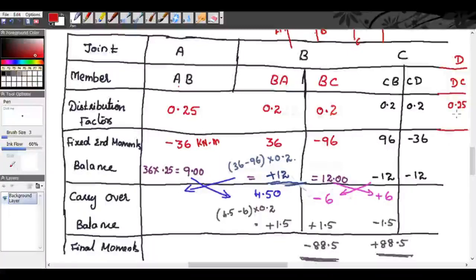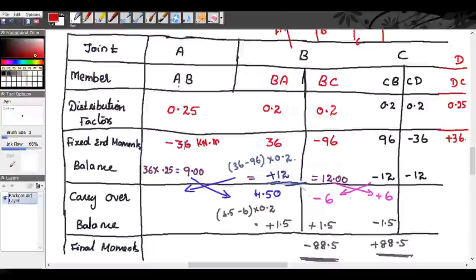And for DC, if for CD it is minus 36, so you will have plus 36. Right? So if it is needed, you can calculate so on. Now, after writing the distribution factor, we wrote this fixed end moment also. Now we need to balance it. After writing the fixed end moments, we need to balance these end moments.